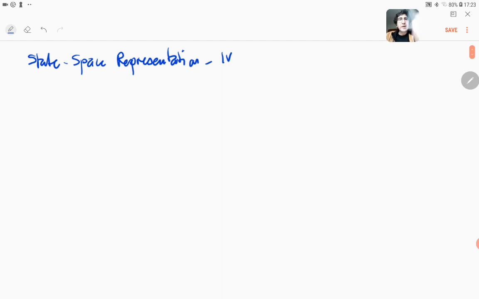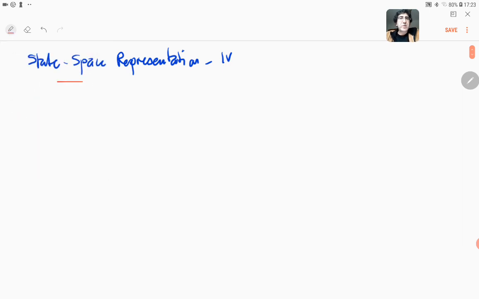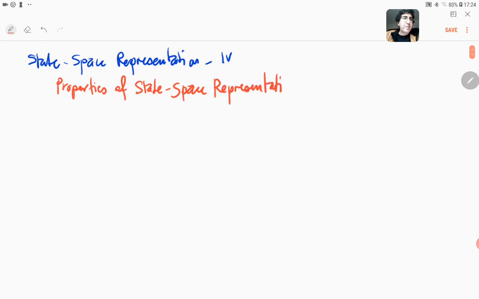Okay. Now we will focus today on some properties of state space representations. Okay, and in particular, we will talk about two important properties. Namely, we will talk about controllability and observability, okay?